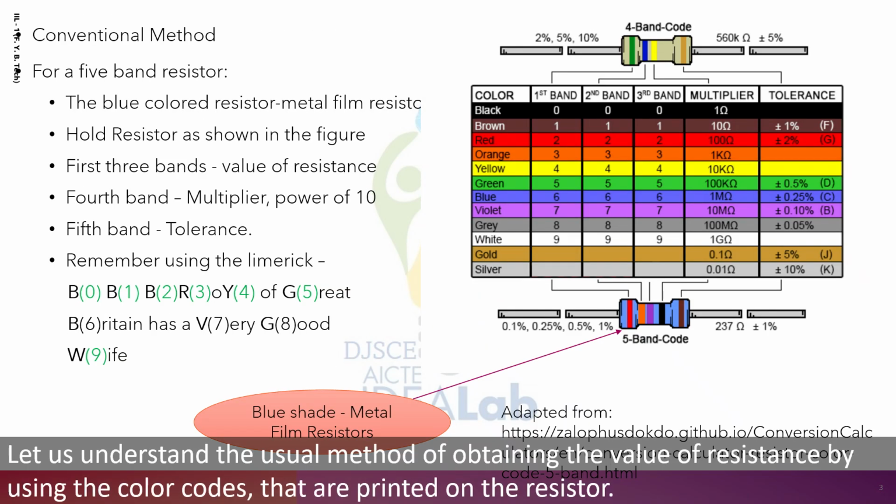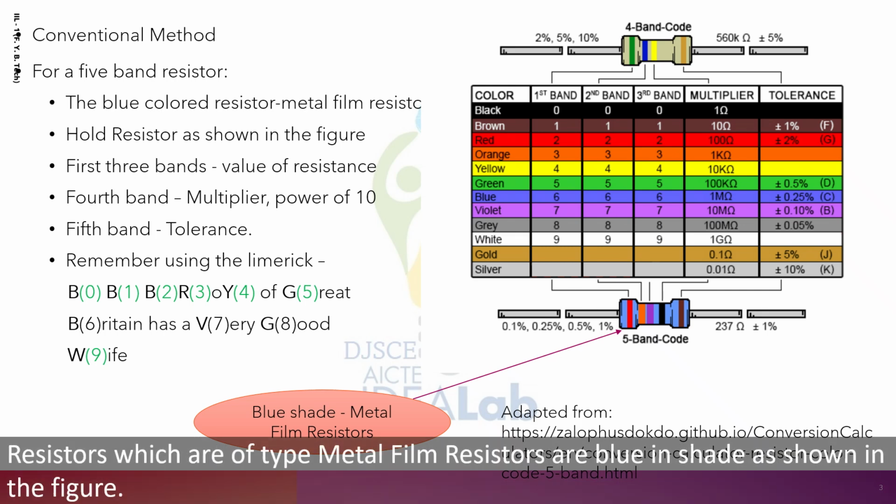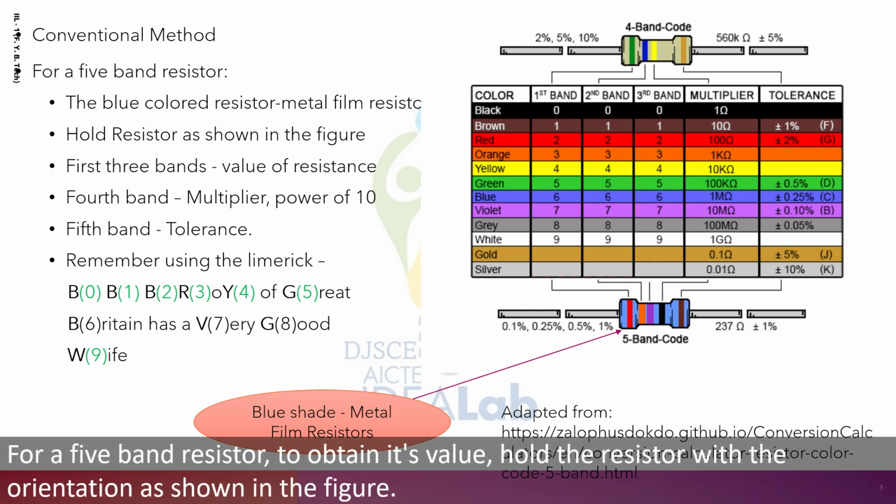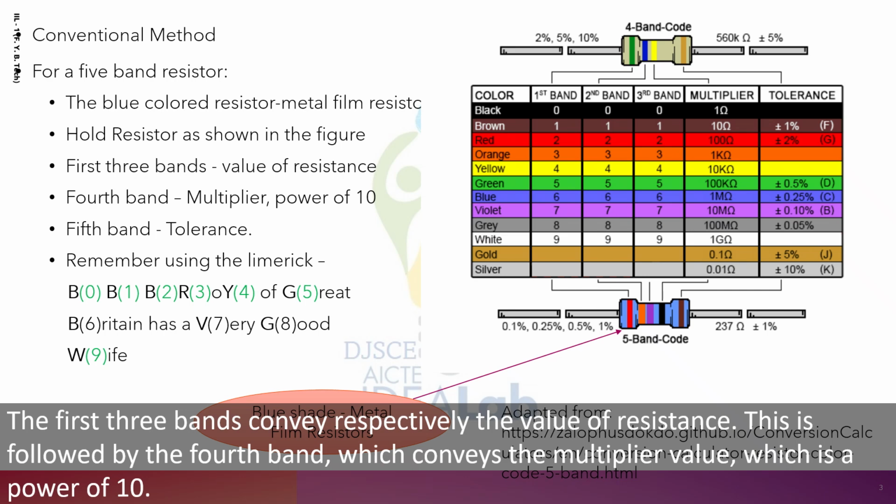Let us understand the usual method of obtaining the value of the resistance by using the color codes that are printed on the resistor. Resistors of the type metal film resistors are blue in shade, as shown in the figure. For a 5-band resistor, to obtain its value, hold the resistor with the orientation as shown in the figure. The first 3 bands convey, respectively, the value of resistance.